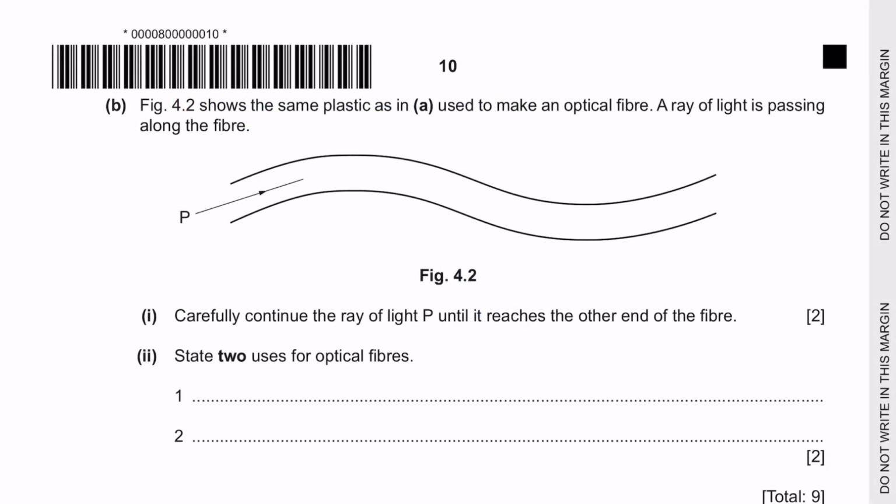Next question, part B. Figure 4.2 shows the same plastic as in part A made into an optical fiber. A ray of light is passing along the fiber. Part 1, carefully continue the ray of light P until it reaches the other end of the fiber. So remember that the ray of light will just get reflected. However, it has to be reflected in a way that the incidence angle is equal to the reflected angle. So this is what it should look like.